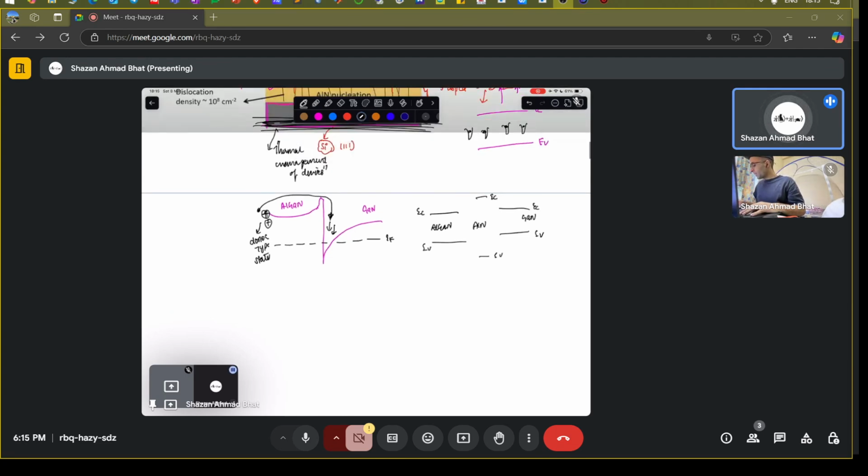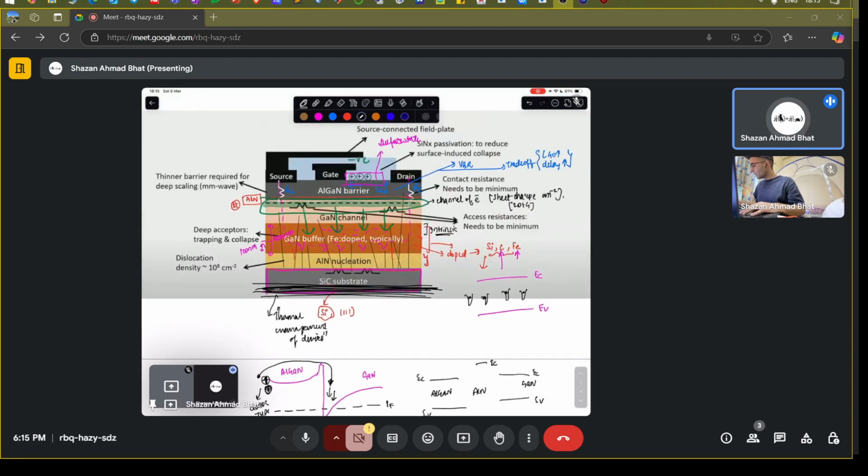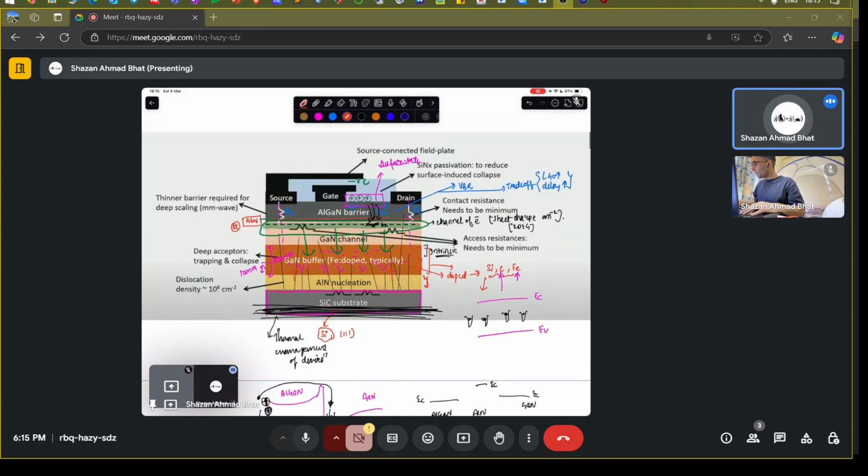So these donor type states play an important role. These donor type states can donate electrons to this particular layer, and as a result you have a huge concentration of electrons at this position. Now sometimes, if you apply a huge negative voltage, let's say -6 volts or -5 volts, electrons from the metal can go to these donor states and neutralize them.